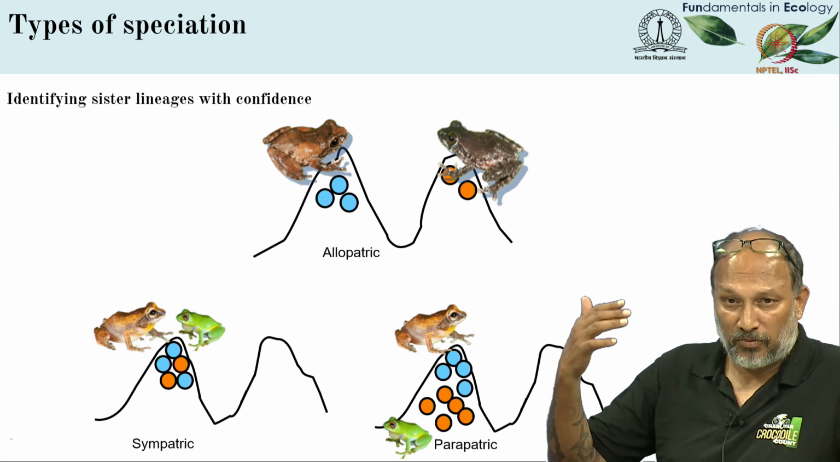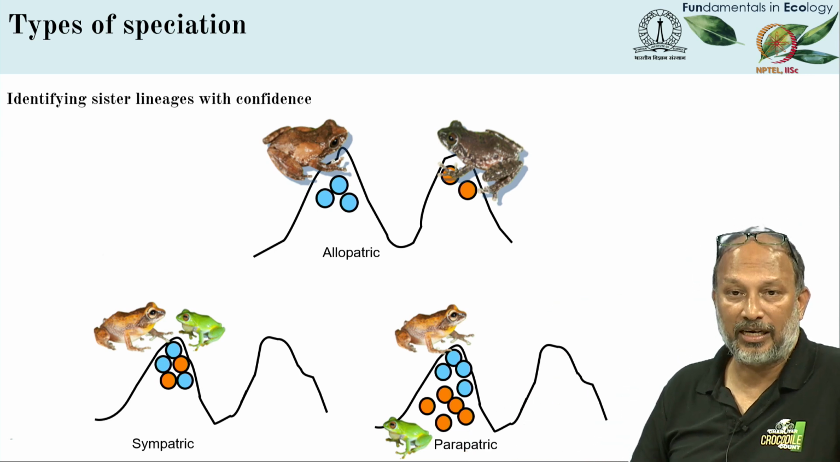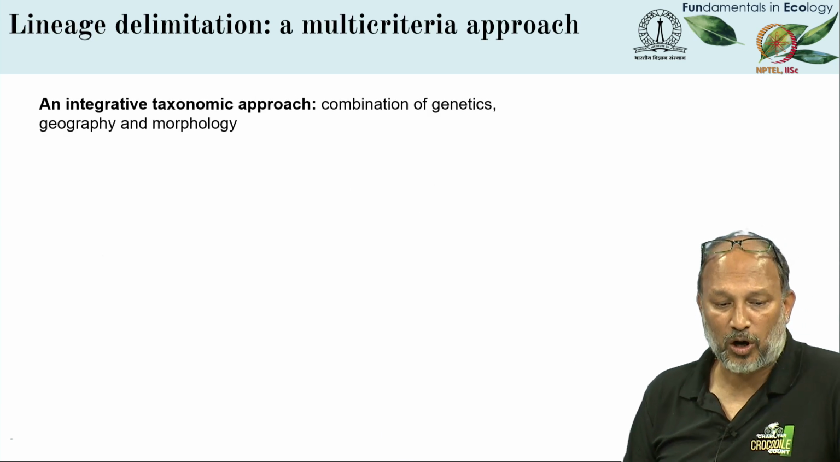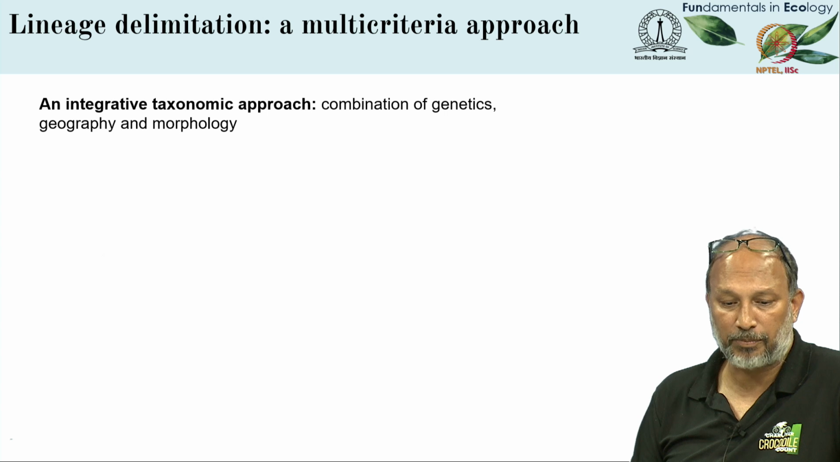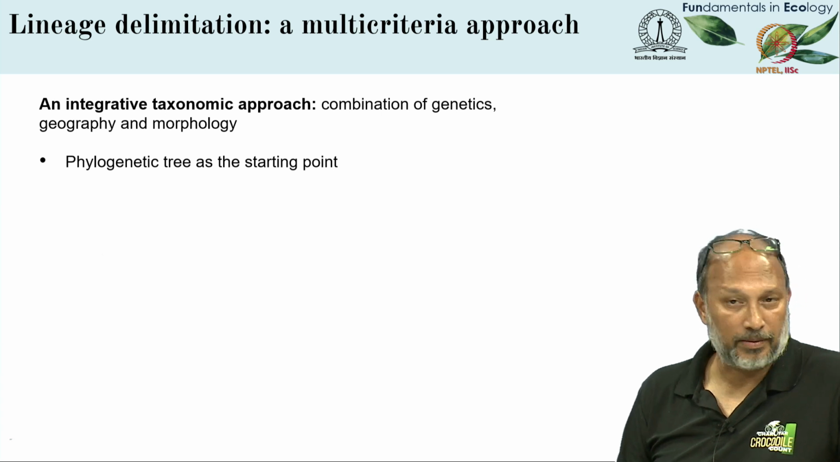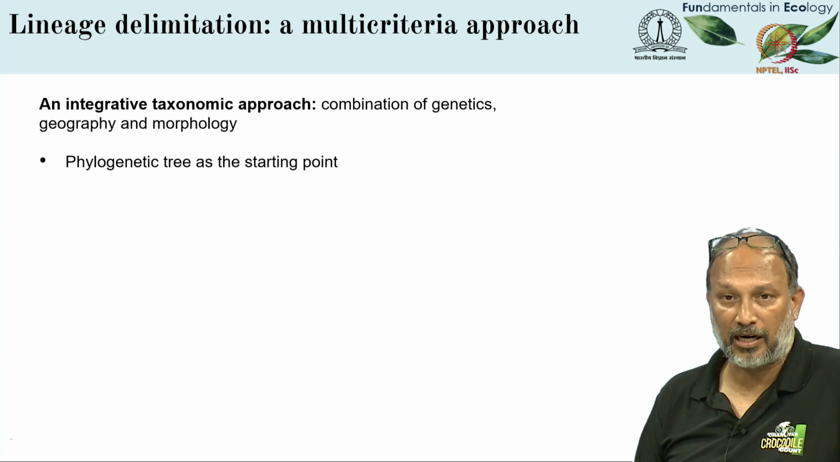Is it far enough apart that I think it warrants designation or delimitation as a new species? So this has broadly been described as an integrative taxonomic approach, which combines genetics, geography, and morphology. Given the methods available to us today, we use a phylogenetic tree as a starting point.